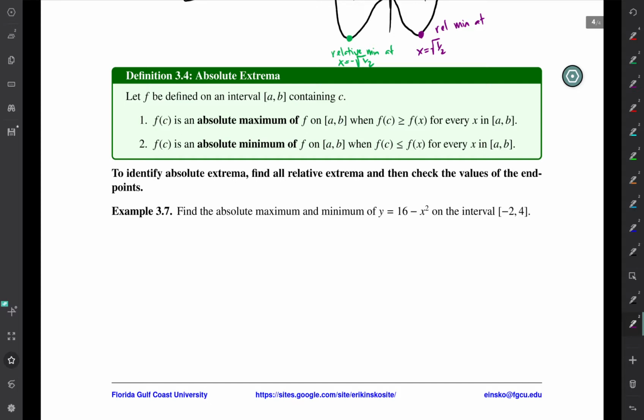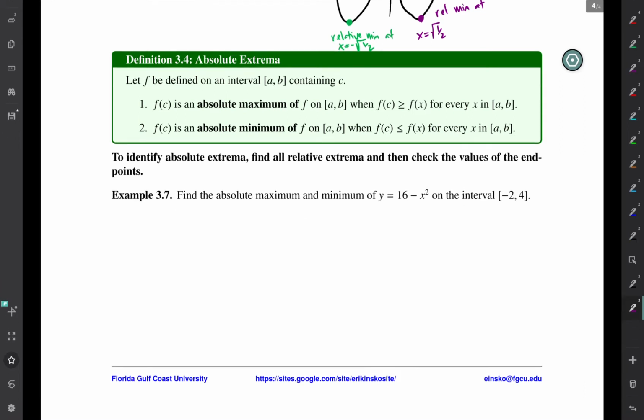Okay, the last example in this set of lecture notes is example 3.7, and it tells you to find the absolute max or min of y equals 16 minus x squared on the interval from -2 to 4. So the process here is essentially exactly the same as what we just did. The only thing is that you now need to check the endpoints of the interval because you're looking for an absolute max or min over an interval.